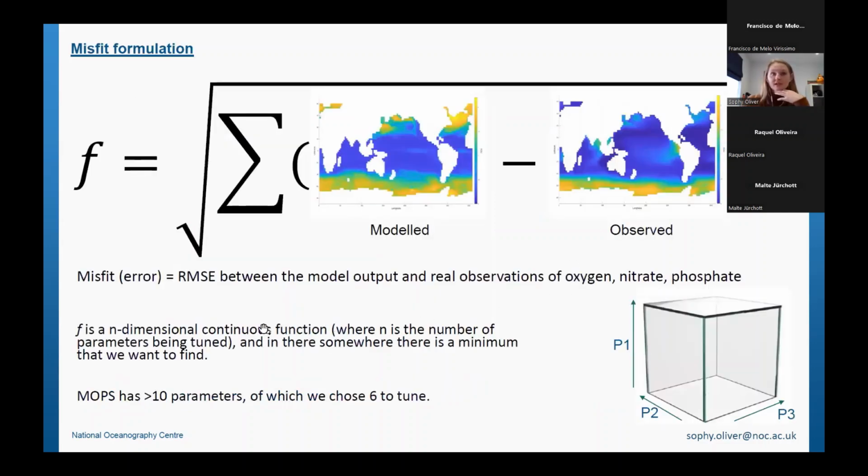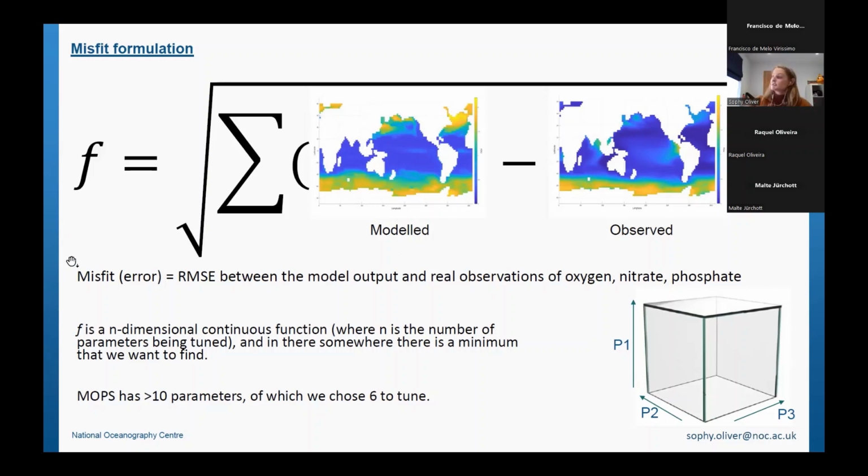So before we can improve the model, we first need to know how well it does. So we need to define model performance. And this can be done by calculating a misfit, or F, which is some root mean square error between the model outputs and real observations. And these observations can be oxygen, nitrate, phosphate, which are quite well sampled in the ocean now and available in databases such as World Ocean Atlas.